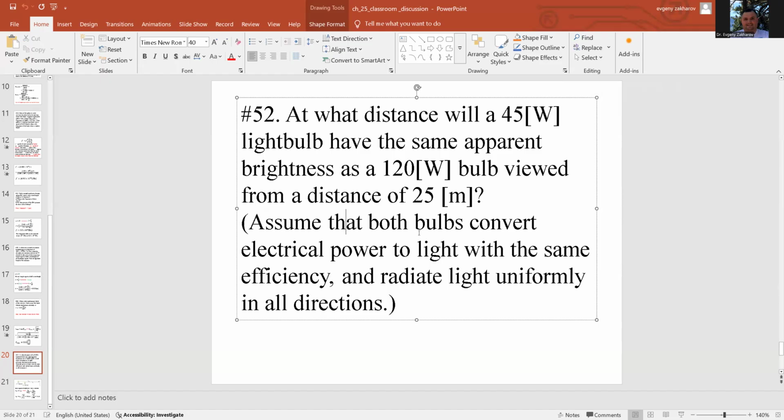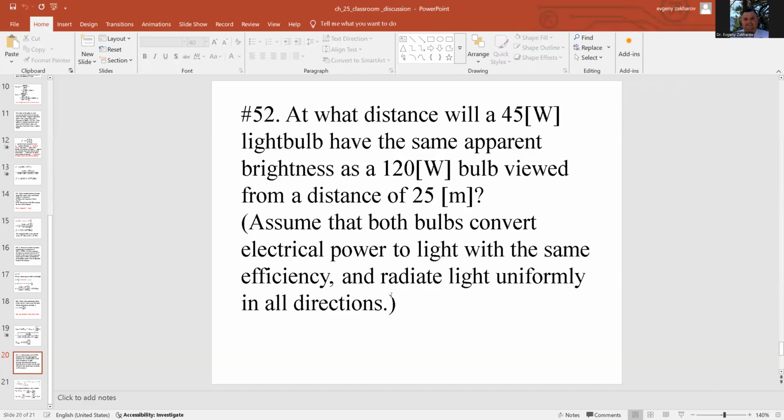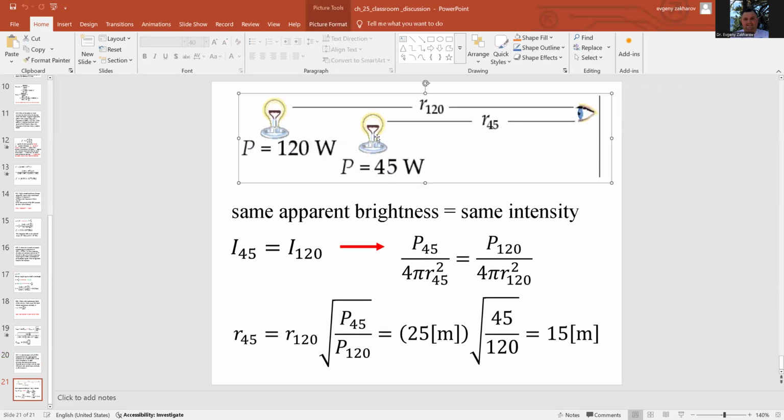Okay, so how far away should that light bulb be compared to another light bulb? And they are the same kind of bulbs that convert with the same efficiency and radiate uniformly in all directions. So this is the sketch, a very good sketch to show you what's going on. You got your eyes that register light. Your eyes are like telescopes. They are capable of registering light and converting that into electricity and sending electricity to your brain, and your brain analyzes it and tells you what's going on around.